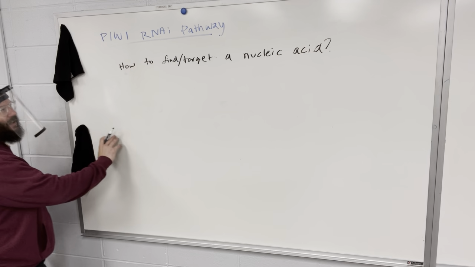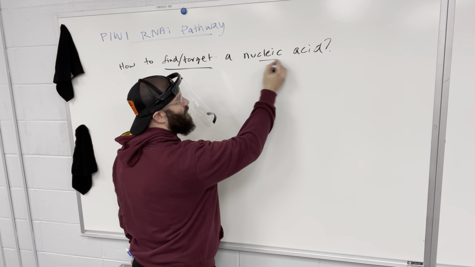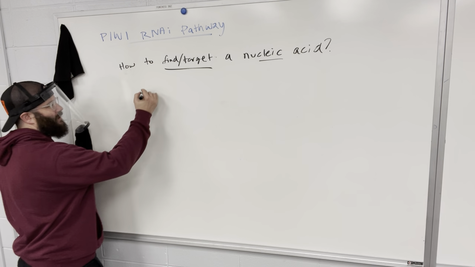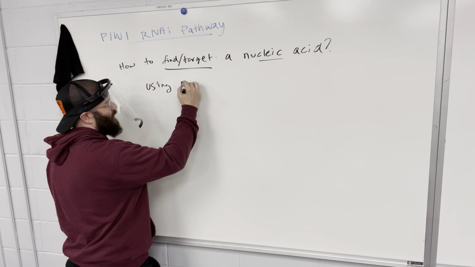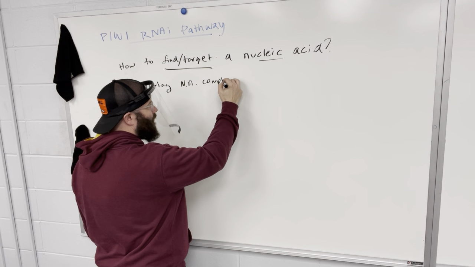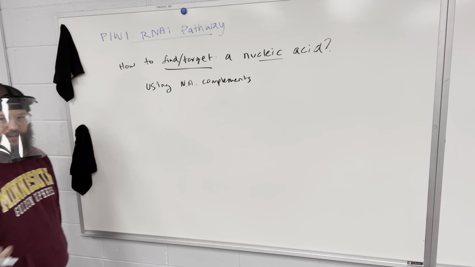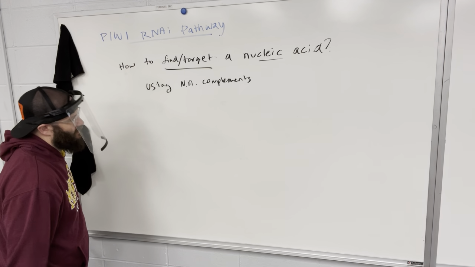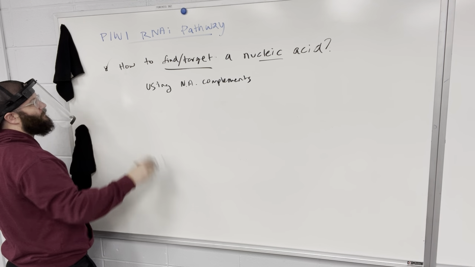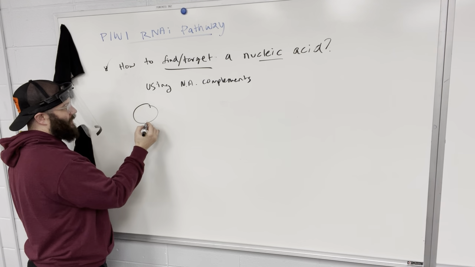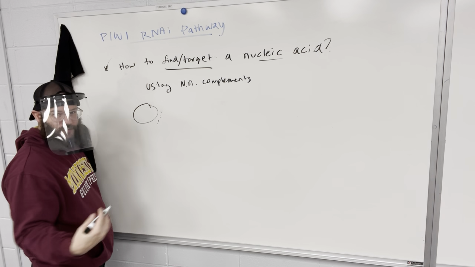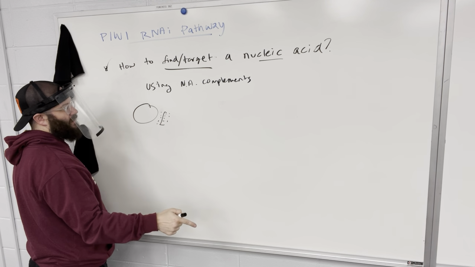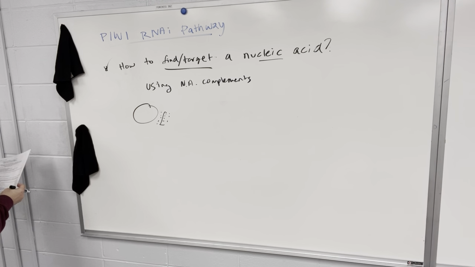What is the cell doing on a molecular level to find targeted nucleic acid sequences? Using complement. Yes, it's using nucleic acid complements. This is a theme that you will see in molecular biology for many other cases. Anytime you have to solve this problem, you usually find a protein that interacts with a single-stranded nucleic acid, okay? And it forms some kind of targeting mechanism. This is a common theme that's going to recur.